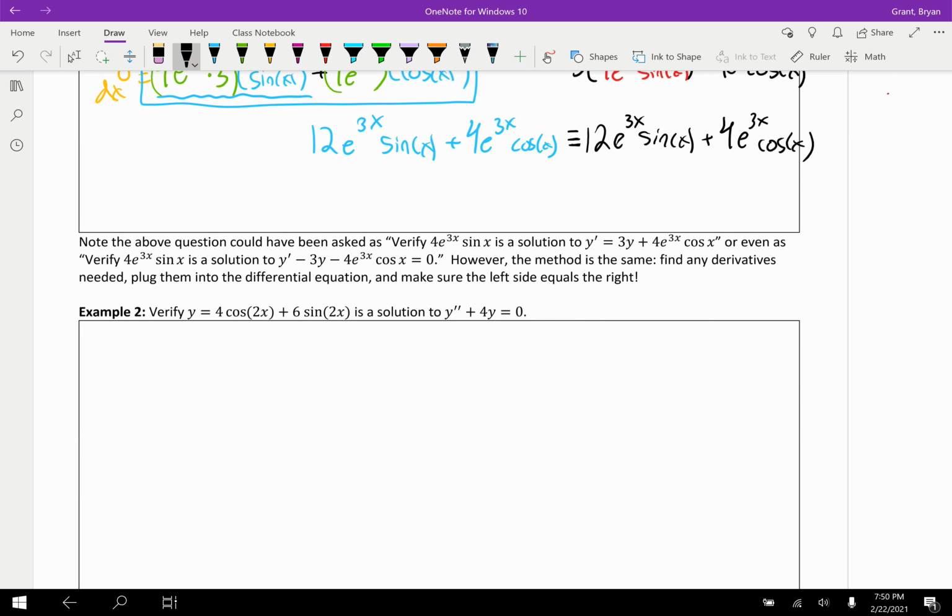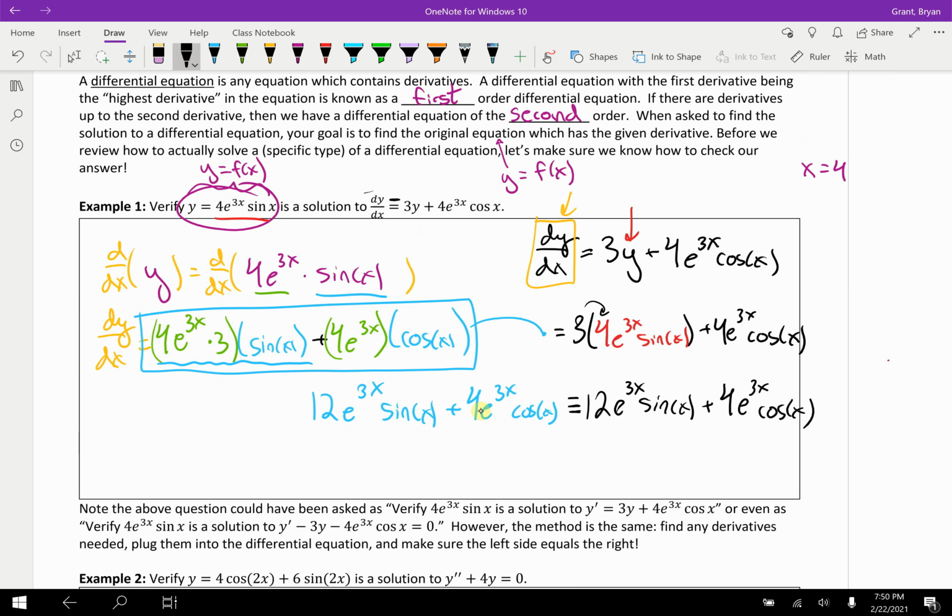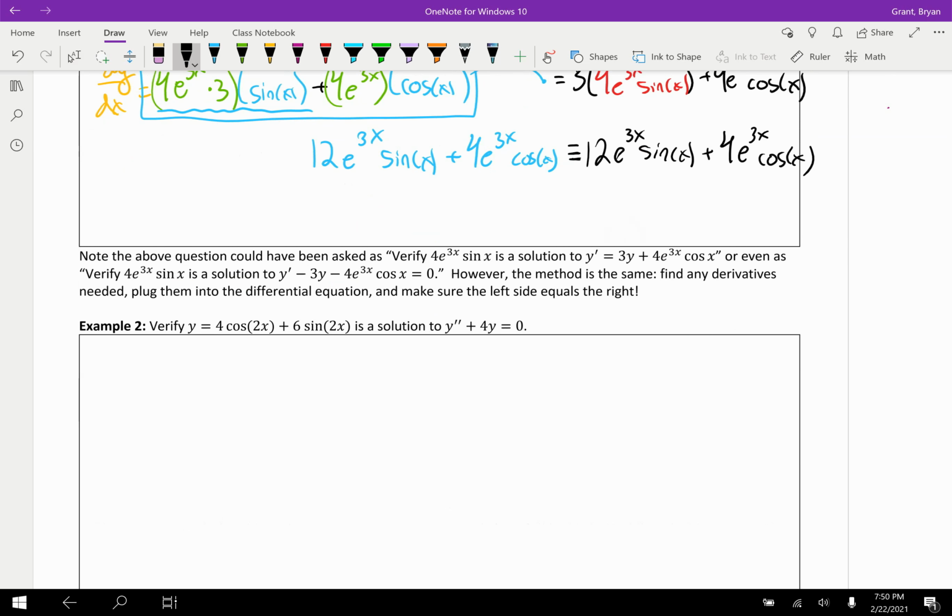Now, that above question could have been asked in a bunch of different ways. Instead of verify that this was a solution to dy dx, it could have said verify 4e to the 3x sine of x is a solution to y prime. In fact, y prime is generally more common just because it's fewer things to write. You could have even moved things around here, right? We could have moved everything over to the left side by subtraction and said verify it's a solution to y prime minus 3y minus 4e to the 3x cosine of x equals 0. And when you substitute everything into the left side, guess what happens? Oh, right, it equals 0. The method is still the same, though. Find any derivatives that are asked for and plug them into the differential equation.